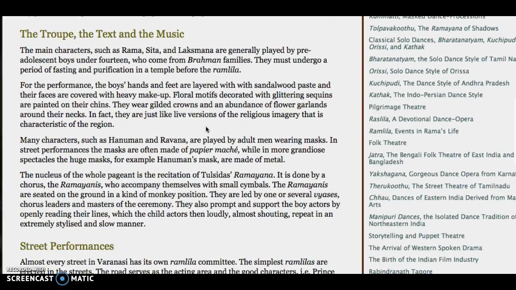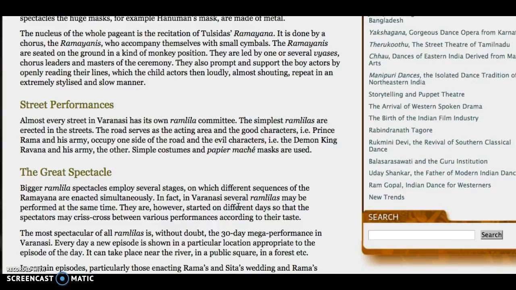So this segment covers a lot of that, and what's important here is that this is really the beginning of folk theater in India. It's a street theater. Almost every street in Varanasi has its own Ram Leela committee. The simplest Ram Leelas are erected in the streets. The road serves as the acting area. They're performed along rivers. They're performed as part of this elaborate festival. And ultimately, this festival lasts as much as this. There's a 30-day mega performance in Varanasi.